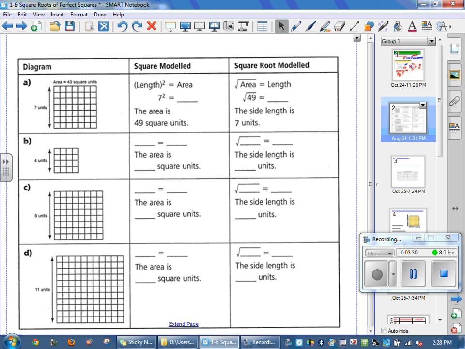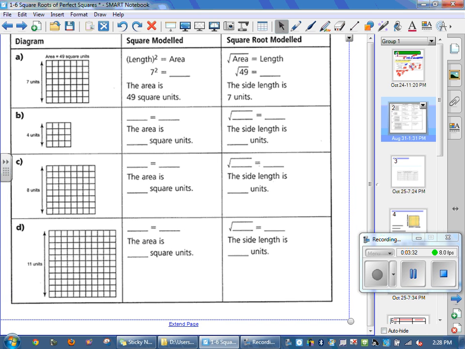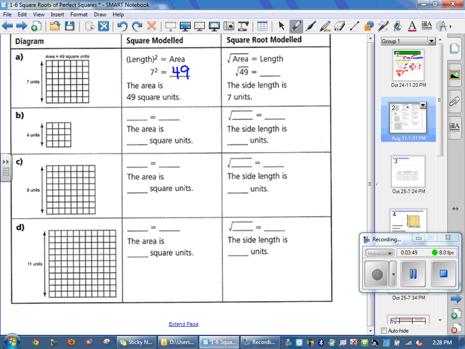So right now I've got a diagram. On this side it says 7. That means if it's a square, they're all going to be 7. 7 times 7. So here's my square model. Well, how do I find area? It's length squared or side squared. So what's 7 times 7, everybody? 49. Good. Now, we're working backwards. If I have the 49 and I want to know the side length, I take the square root of that number. And that's going to give me 7.